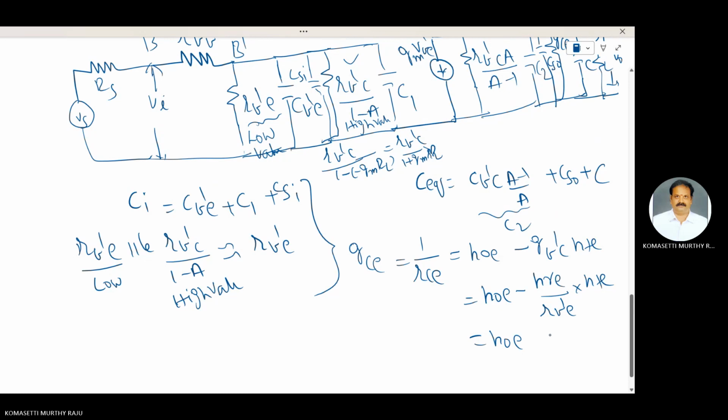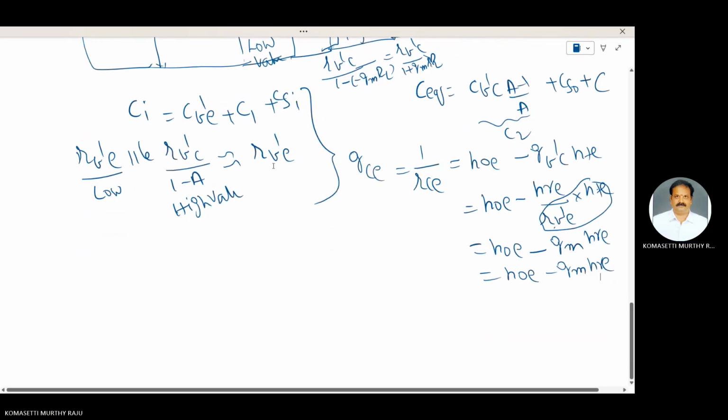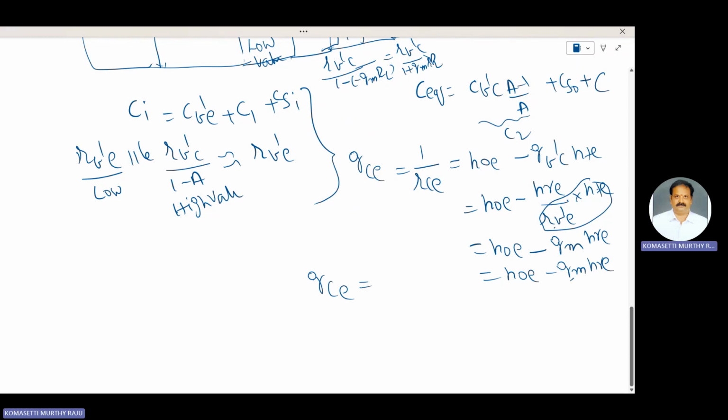HFE by RB'E is GM. GM into this, this is the GM. This one is HRE. Finally, HOE minus GM HRE. GCE is approximately equal to HOE, since this value is neglected.